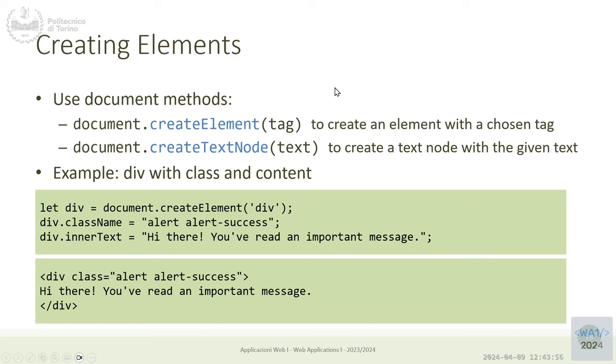You can modify the tree. createElement and createTextNode create the two main types of nodes. So I want to add something to a page. I want to add a node with some text inside. So I need to create a text node, and then an element, maybe a P, a paragraph node, and then add it to my code.